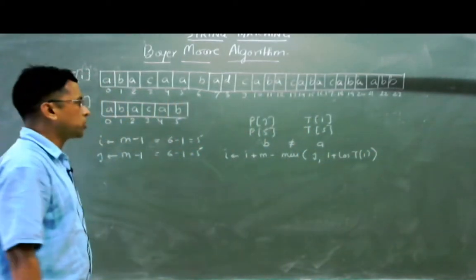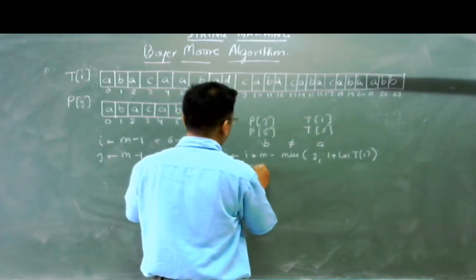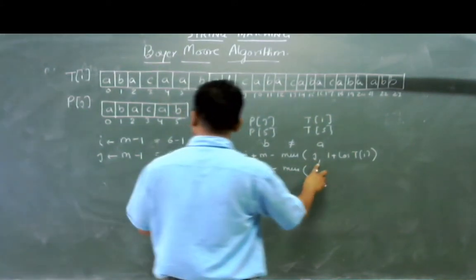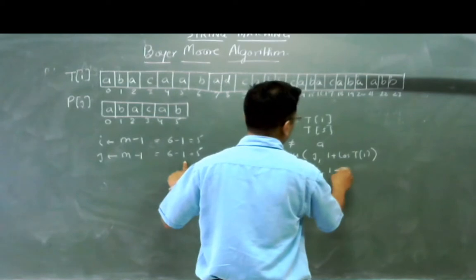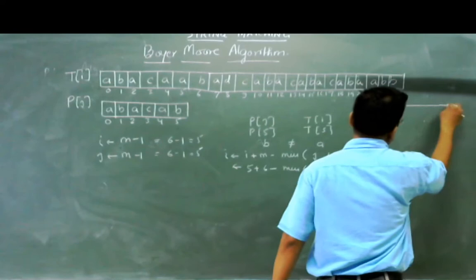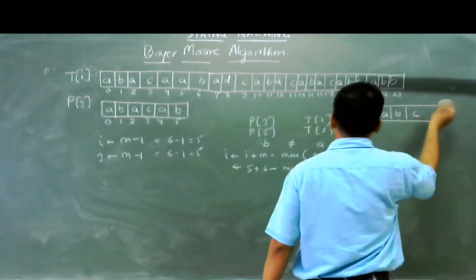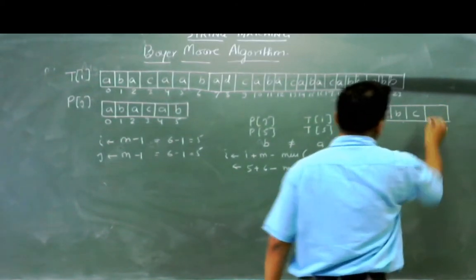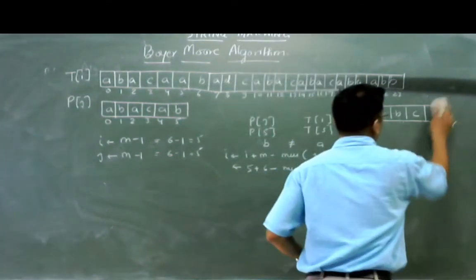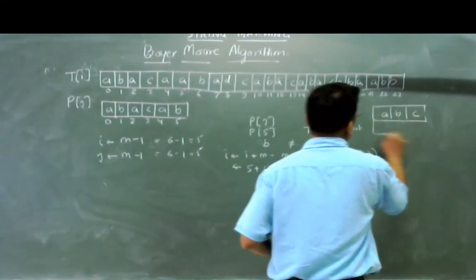When there is no match, then in this situation I is equal to 5, M is equal to 6, and minimum of J is equal to 5 and 1 plus last Ti. For the last Ti we shall write the A, B, C. These are the three alphabets in this string only, A, B, C. So the last function, last of particular, would be here.